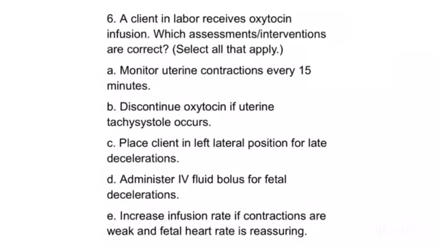6. A client in labor receives oxytocin infusion. Which assessments and interventions are correct? Select all that apply. A. Monitor uterine contractions every 15 minutes. B. Discontinue oxytocin if uterine tachysystole occurs. C. Place client in left lateral position for late decelerations. D. Administer IV fluid bolus for fetal decelerations. E. Increase infusion rate if contractions are weak and fetal heart rate is reassuring.